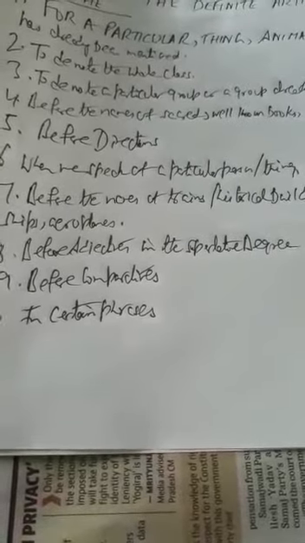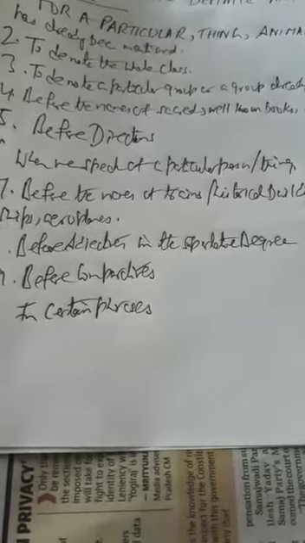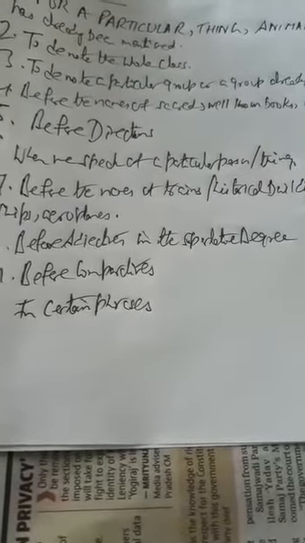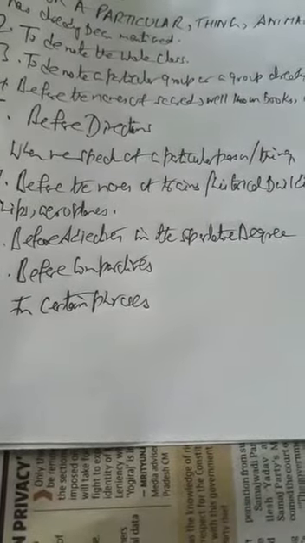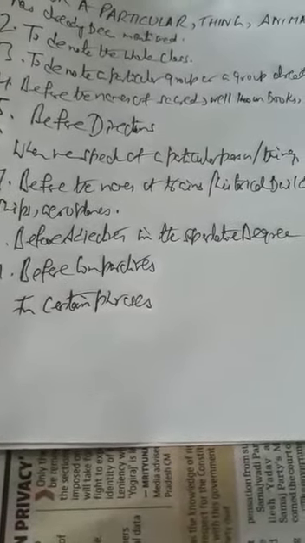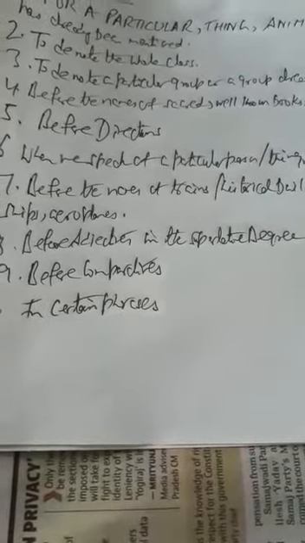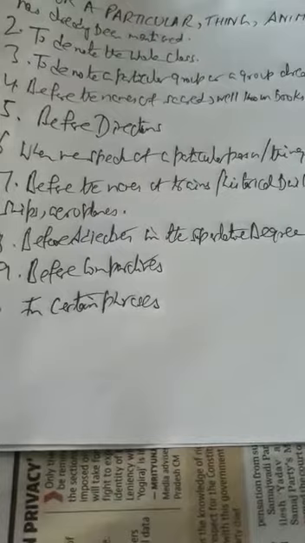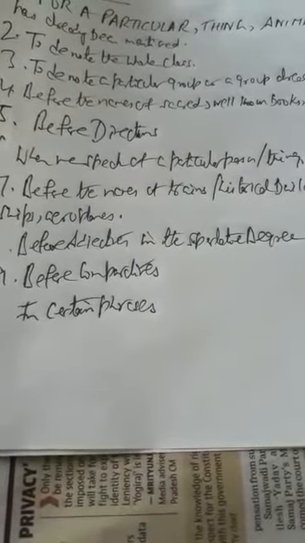Coming to the next use of the definite article the, it can be used before the names of trains, historical buildings, ships, aeroplanes, etc. For example, the Shan-e-Panjab, the Golden Temple, the Vikrant. Eighth, it can be used before adjectives in the superlative degree. For example, he is the best man in the city.